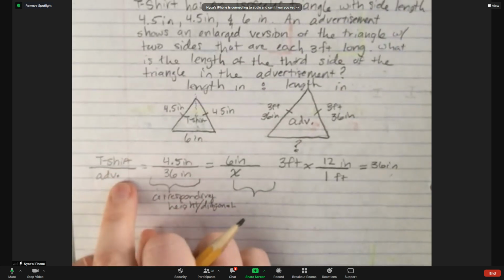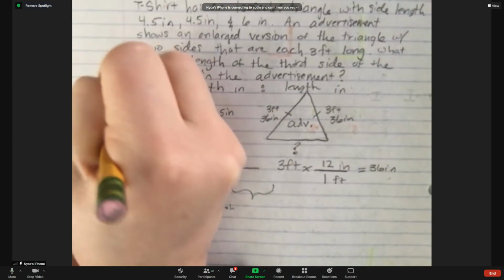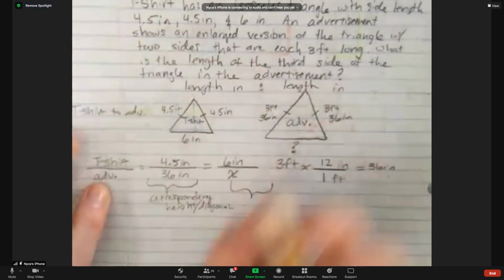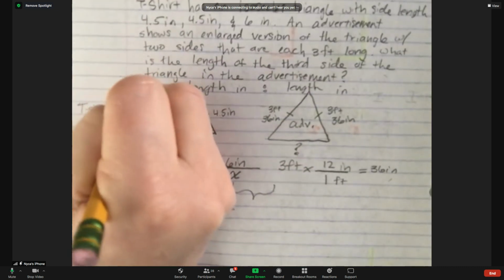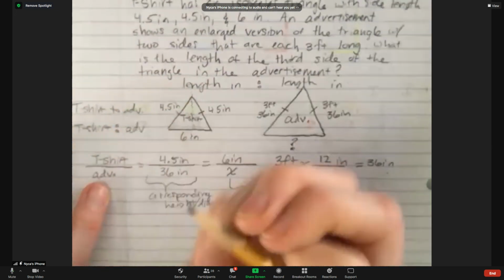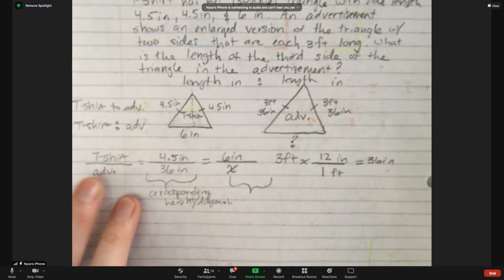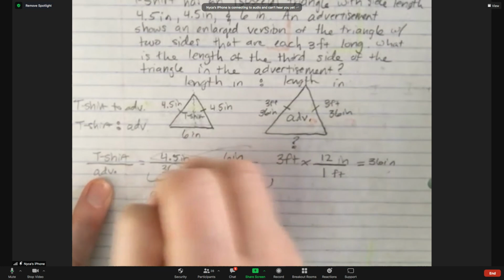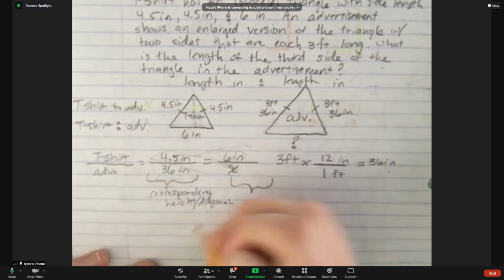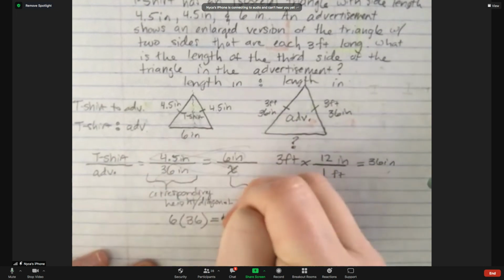So now you have the pieces you need. I highly recommend you write this. What does this mean technically in ratio? It means t-shirt to advertisement, which can also be written as t-shirt ratio advertisement, or as a fraction. Keep in mind they can give it to you all which way, and you have to understand what they say. Now you have it to where you can do your cross products. Okay, what does that mean? That means take 6 times 36 equals 4.5x.